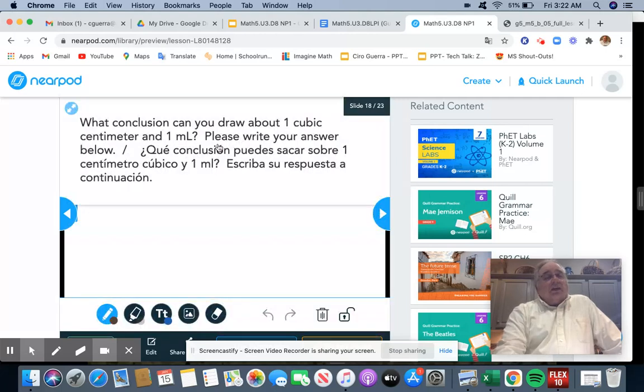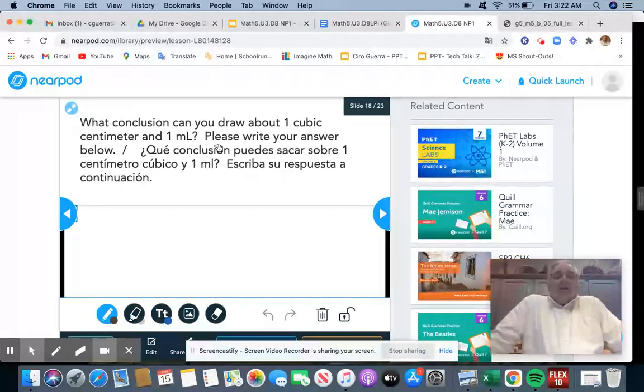And you're going to say, what conclusion can you draw about a 1 cubic centimeter and a milliliter? So let me know what you think about them. What can you draw about it? What can you deduce? What can you infer?